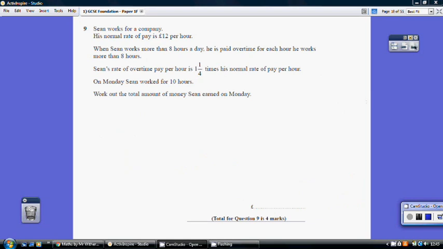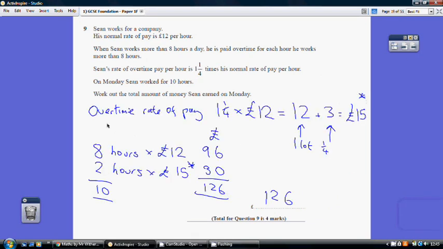Question 9. So what is his overtime rate of pay? Well, he gets paid 1 1/4 times his normal pay rate. So 1 1/4 lots of 12. Well, 1 lot of 12 is obviously 12, and 1/4 of 12 is 3. So 1 1/4 lots is going to be £15.